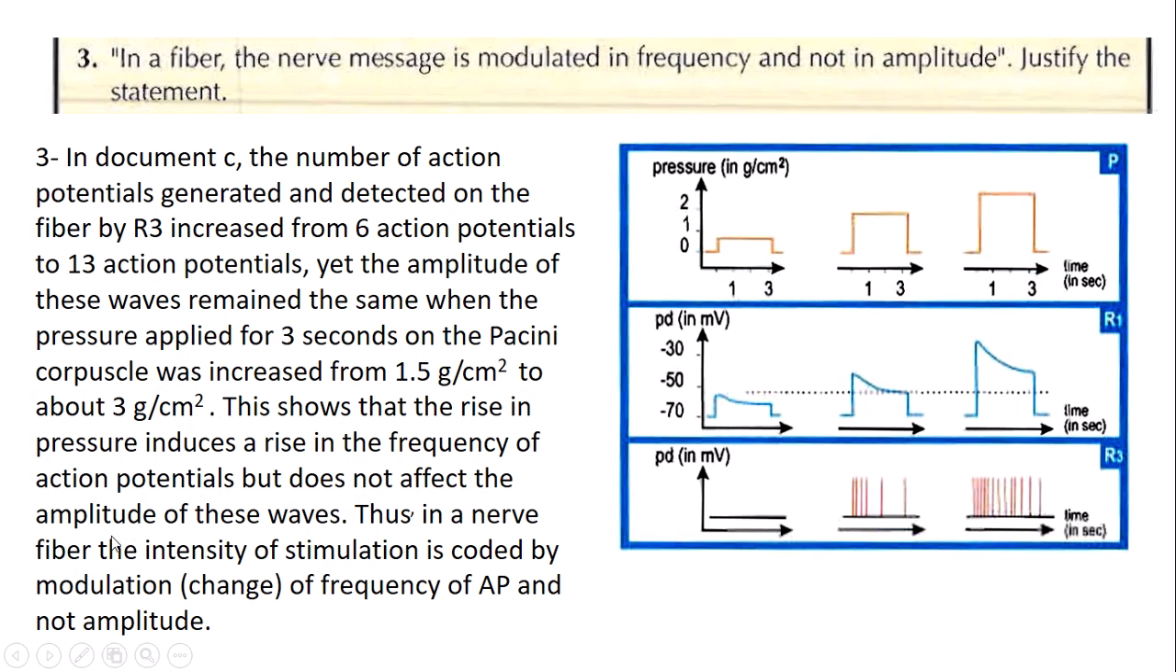Thus, in a nerve fiber, the intensity of stimulation is coded by what? The modulation or change in frequency of action potentials and not amplitude. And that's it. So we have 2 main ideas in this activity. The genesis of action potentials, the formation of action potentials, which you can see clearly here in this part. Action potentials are only formed when the receptor potential exceeds the threshold. And the second one is the coding and modulation of frequency here. When the pressure increases further, the fiber responds by having more action potentials, so the frequency has been modulated, but the amplitude remains the same.